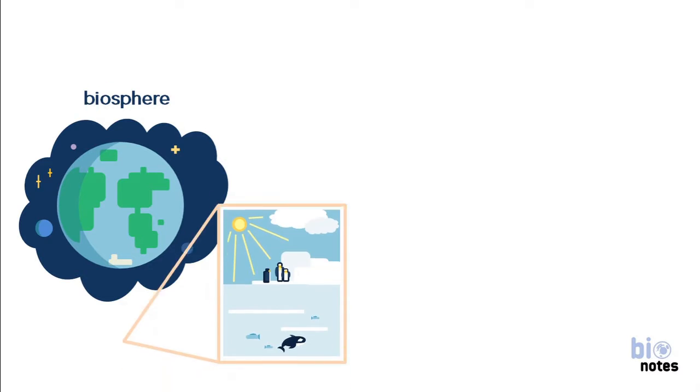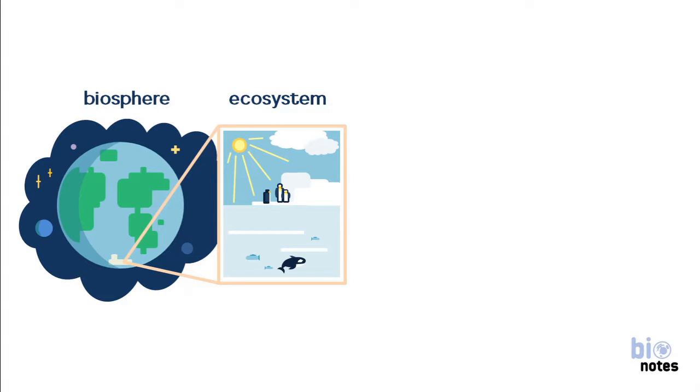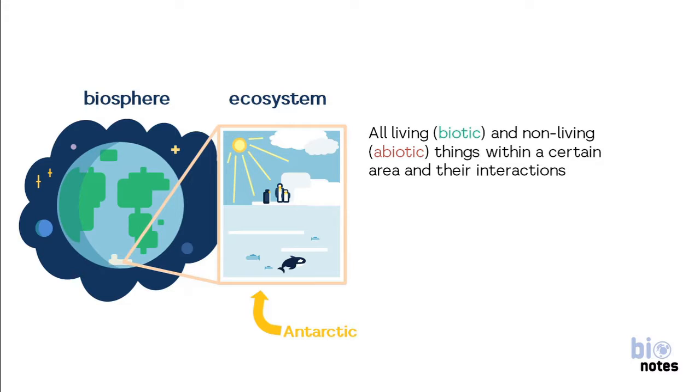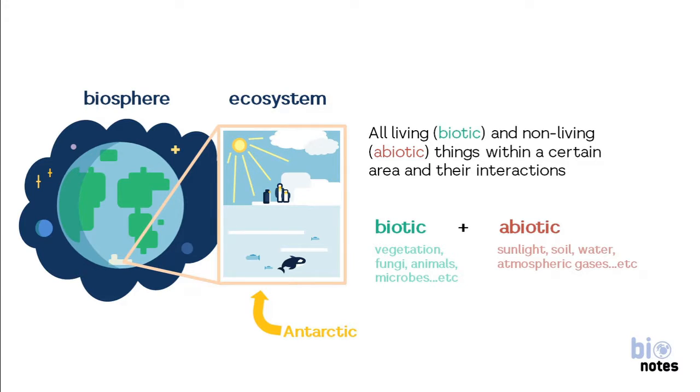If we zoom in on a certain part of the globe, we arrive at the ecosystem level. For the rest of this video, we will focus on discovering the levels of organization within this Antarctic ecosystem. An ecosystem is defined as all living or biotic and all non-living or abiotic things within a certain area and their interactions. Examples of biotic factors include plant life, fungi, animals, and microbes. Abiotic factors include parts of the environment like sunlight, soil, water, atmospheric gases, and other non-living components.